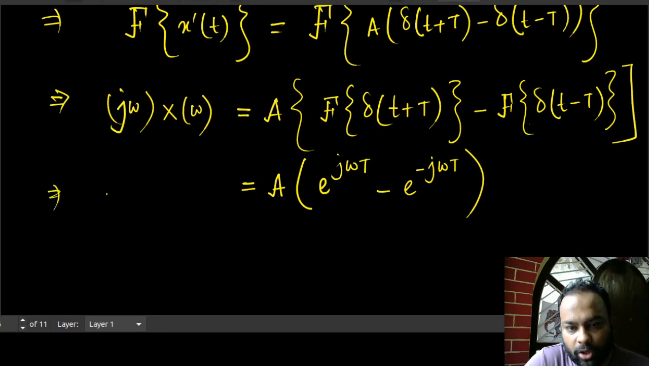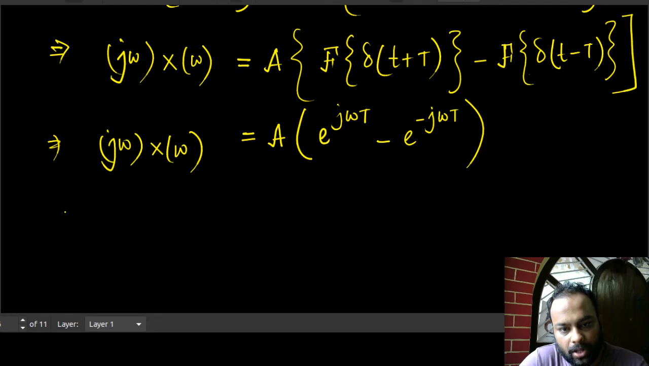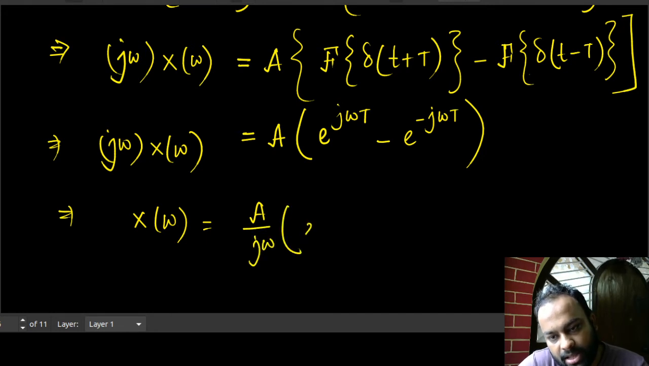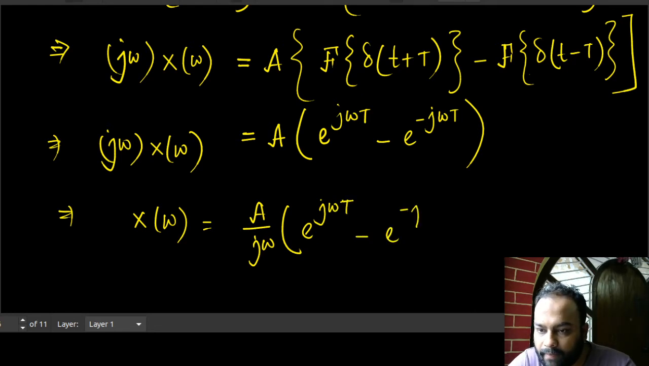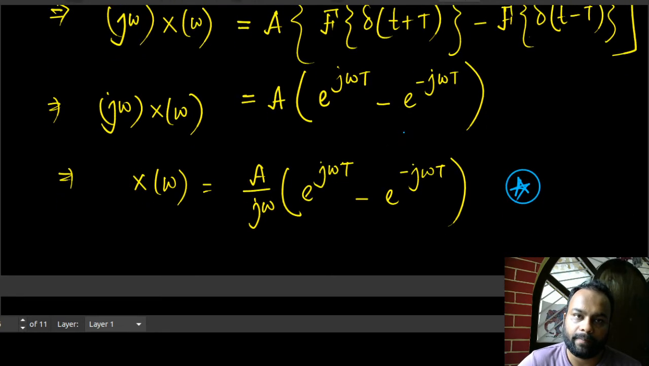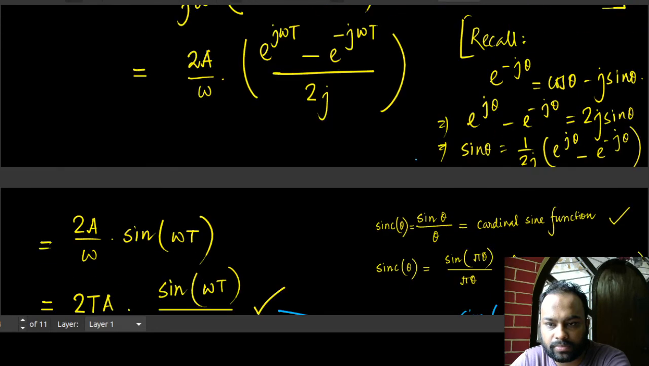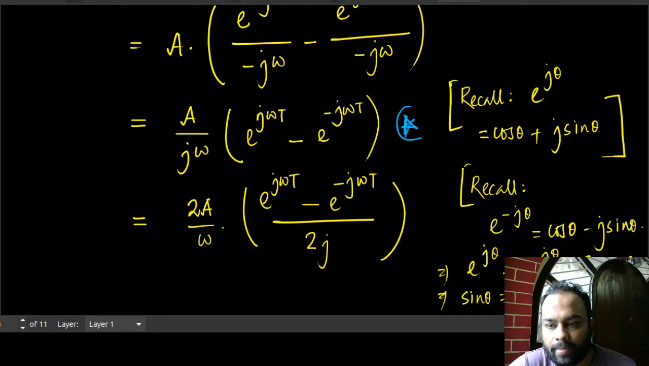So we have j omega into X omega like this. Okay. So what do I have? I have X omega as A by j omega times e to the power j omega T minus e to the power minus j omega T. And notice that this result in particular is identical to the result that we obtained earlier, right? These two results are identical in nature. So of course the remaining results will follow, right?